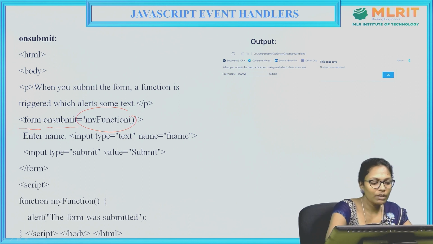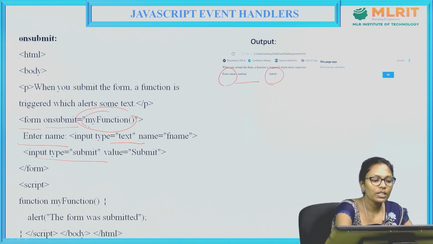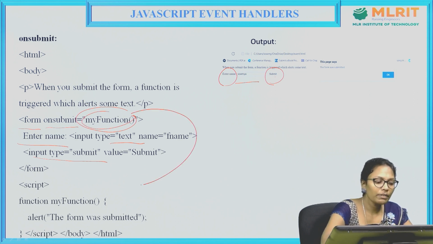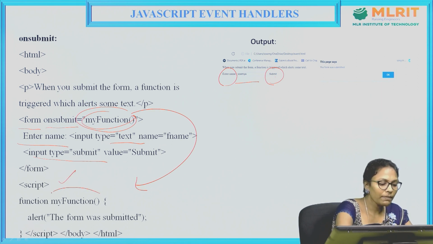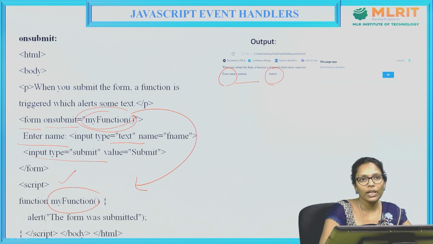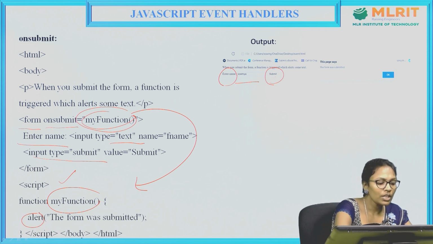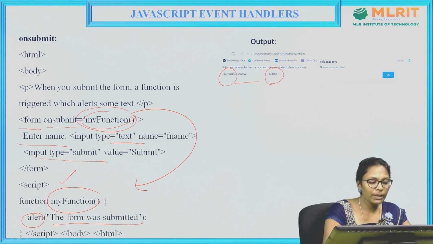Now I am creating a form here. It is asking to enter a name, followed by one text field and followed by one submit button. Whenever you click on submit, my function will be called. But what is my function? We will see. So just open the script tag to write the function. Function my function. In this my function, I am simply writing an alert message to display a message: this form was submitted. That's all. I am just closing the script tag, body tag, HTML tag.